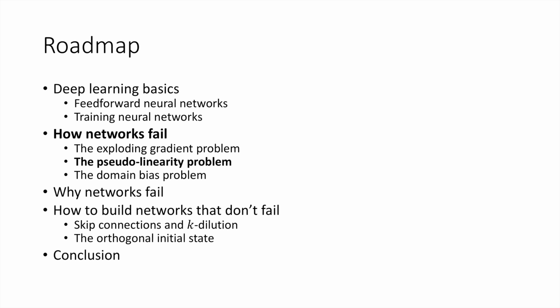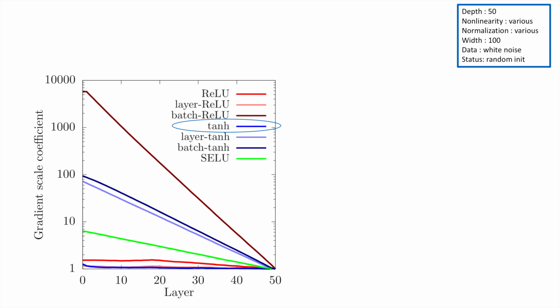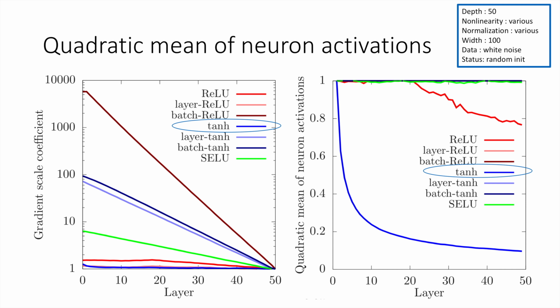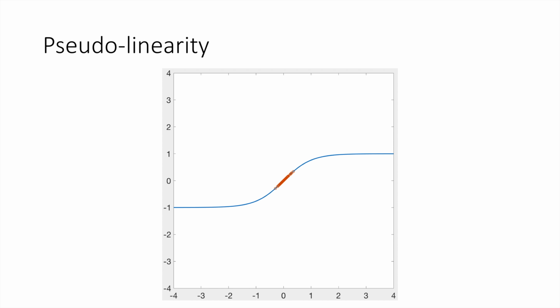Now we move on to the pseudo-linearity problem. Specifically, we turn our attention to the TANH architecture, which does not experience exploding gradients. In this graph, we show the quadratic mean of the activations of neurons after the linear operation in each layer. We find that this value decreases drastically with depth only for the TANH architecture. This means that activations in higher layers are clustered around 0, as shown here. Therefore, the TANH operation can be replaced with the identity function shown in red without incurring a significant approximation error.